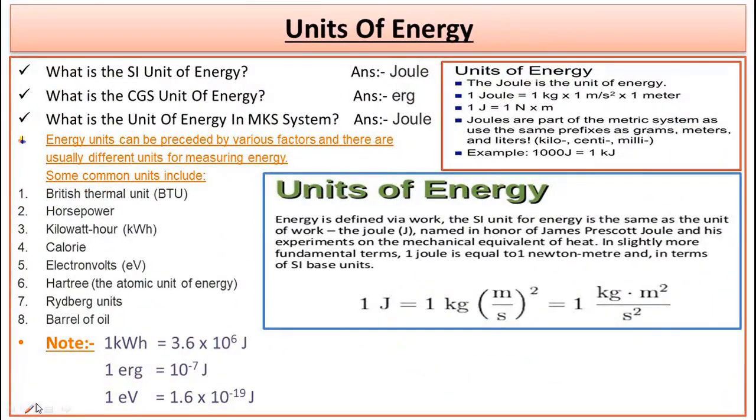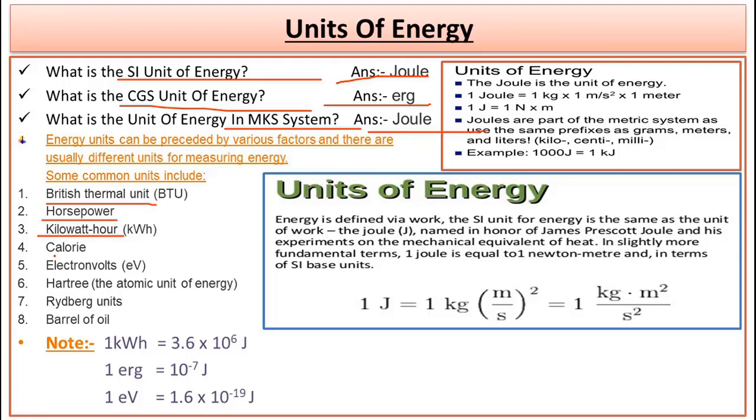Now let's see the units of energy. Here the SI unit of energy is joule, whereas the CGS unit of energy is erg. And in the MKS system, the unit is taken as joule again. But in different places with different contexts, we use different units also, such as British thermal unit, horsepower, kilowatt hour, calorie, electron volt, etc. Here you can see there are some relations between the SI unit of energy and other common units.